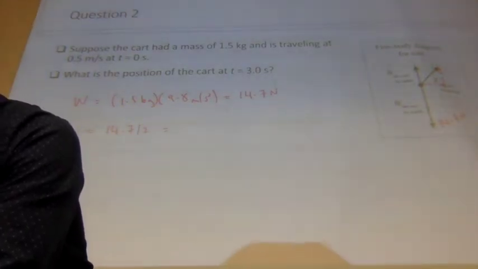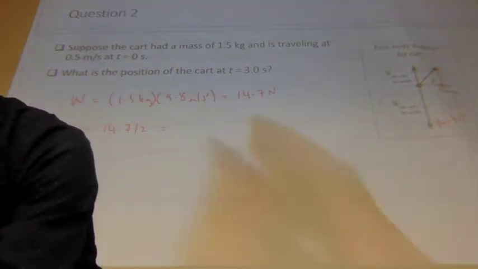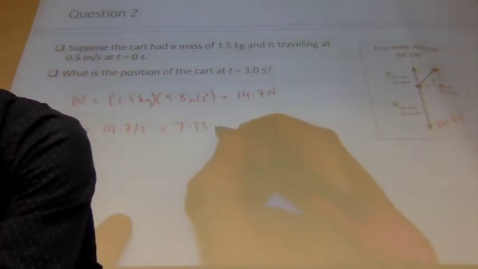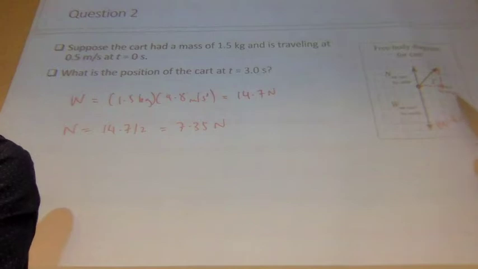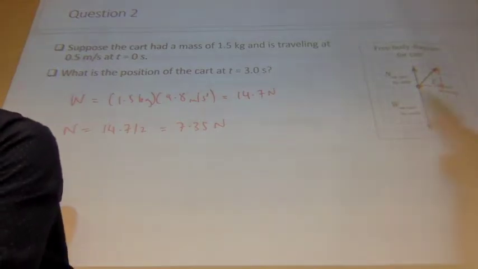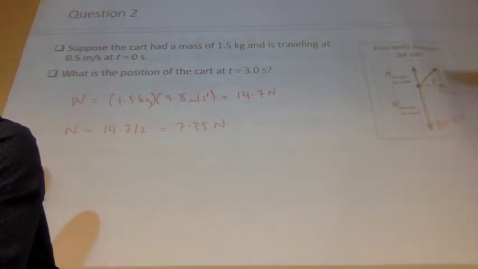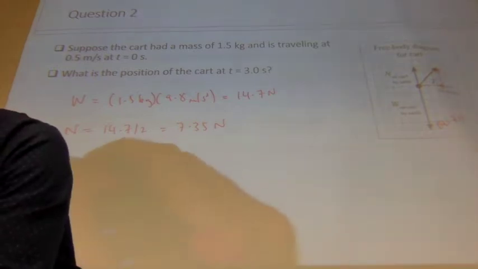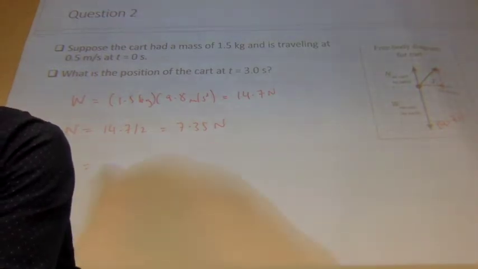So the normal is equal to half of the 14.7, 7.35. Is it not relevant? Because we're really looking for the x component of the tension, which, since it's perfectly a 45-degree angle, is the same size as this one. So the tension x is also 7.35 newtons.